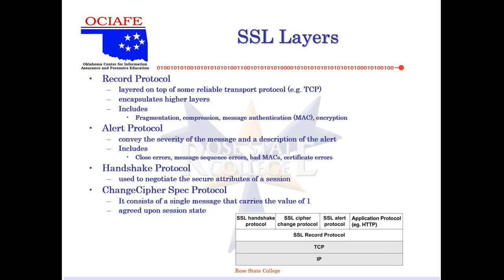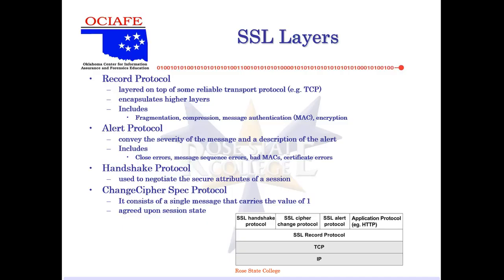What are the layers of SSL? Well, we have a record protocol, namely the connection-oriented protocol, TCP/IP. You have to have that reliable connected protocol. It's going to be encapsulation of everything higher than what it is at, so whether you're talking layer 3 or layer 4, and it's going to include the fragmentation, compression, and MAC encryption. Then we have the alert protocol, which conveys the severity of the message and the decryption of the alert. It tells you if you have anything wrong with it.